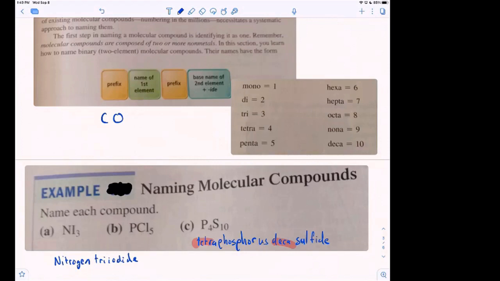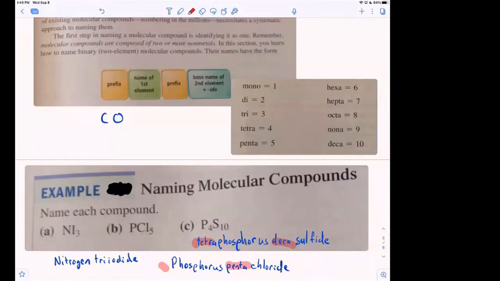Right. So, and then B, so PCl5. So P is phosphorus, you drop the mono, so you just write out phosphorus. And then 5 is penta, and then chloride. And notice that I'm just highlighting so you can see. So you drop the mono, just phosphorus, and then 5 chlorines, pentachloride, phosphorus pentachloride.